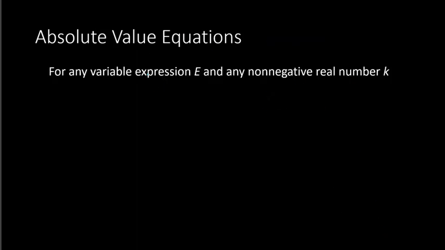So in general, we can say that an absolute value equation says that for any variable expression e and any non-negative real number k, the absolute value of e would equal k if and only if e equals positive k or e equals negative k. So that's math notation for what we just explained. So if you have an absolute value equation, we have to set it up so we have two different solutions. We have e equals positive k or e equals negative k.